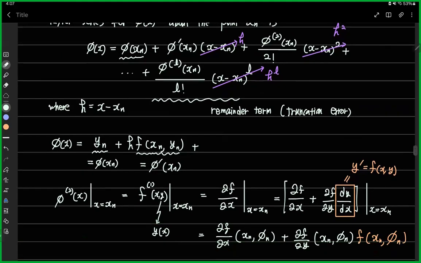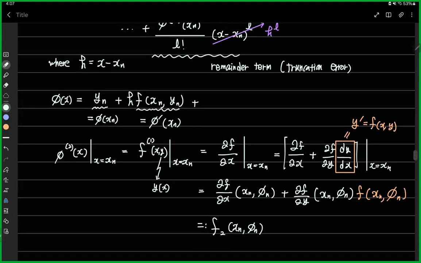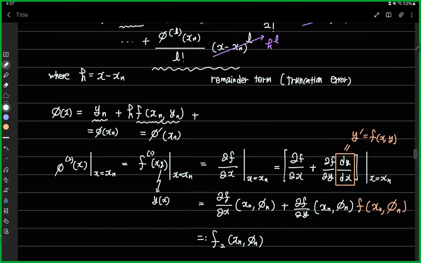Okay, but this is too long, right? So let's say this f2 is defined by that. f2 is defined by this because this is too long an expression: f2 of x_n comma y_n. So now we got h squared over 2, and f sub 2, and then x_n comma y_n, right?